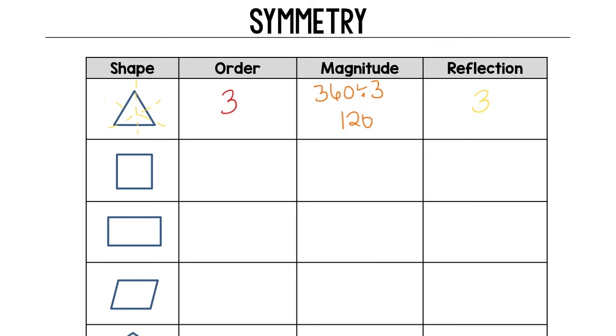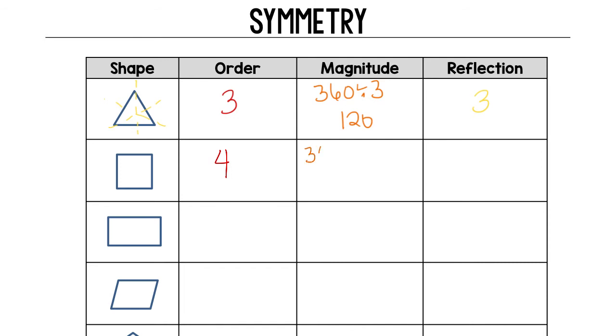Let's do another one together. The square that we have, I can take this corner, turn the whole shape around to here. That's order 1, order 2, order 3, order 4.